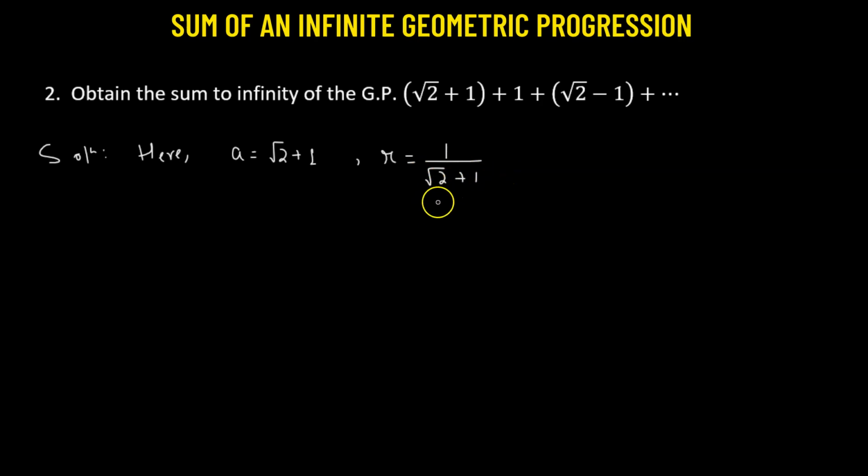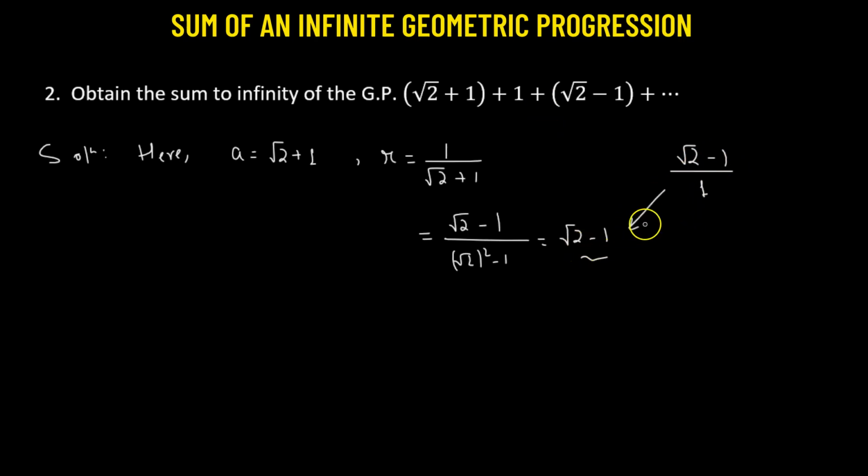So if we rationalize the denominator, for that we are going to multiply the numerator and the denominator with square root of 2 minus 1. And that means in the denominator we are going to get square root of 2 whole squared minus 1, or simply the value is going to be square root of 2 minus 1. We can also verify if this is the correct common ratio or not. We can take the third term, which is square root of 2 minus 1, and divide it by the first term. So this is also giving us a value square root of 2 minus 1. So this is going to be our common ratio.